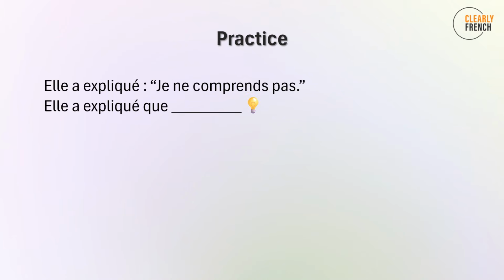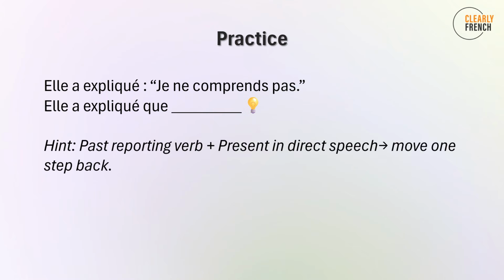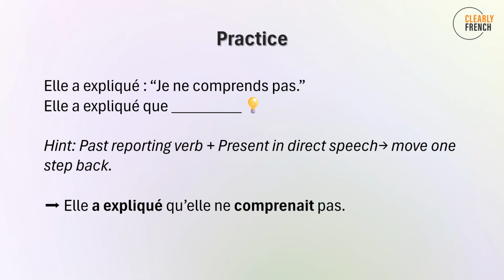Elle a expliqué, je ne comprends pas. Hint, the reporting verb is in the past and you've got the present in the direct speech. You need to move one step back. Elle a expliqué qu'elle ne comprenait pas. She explained she didn't understand.